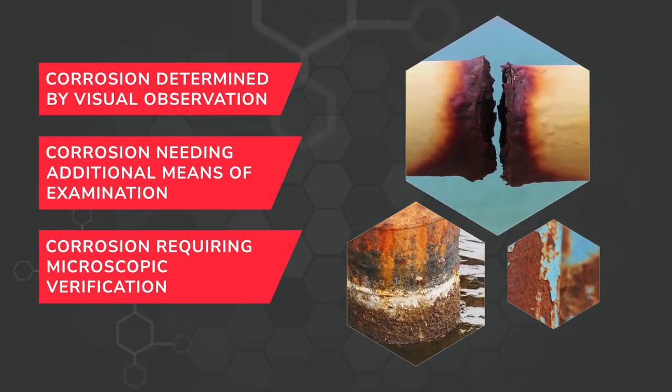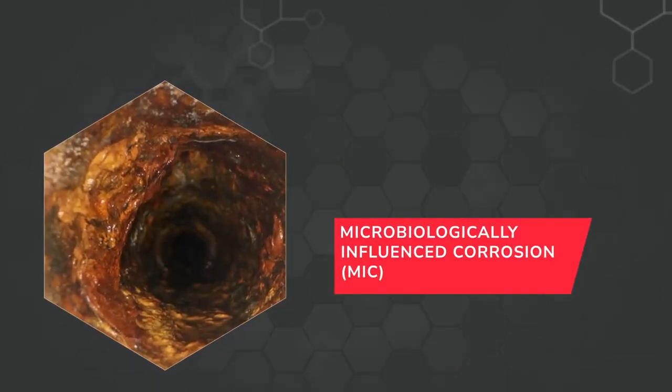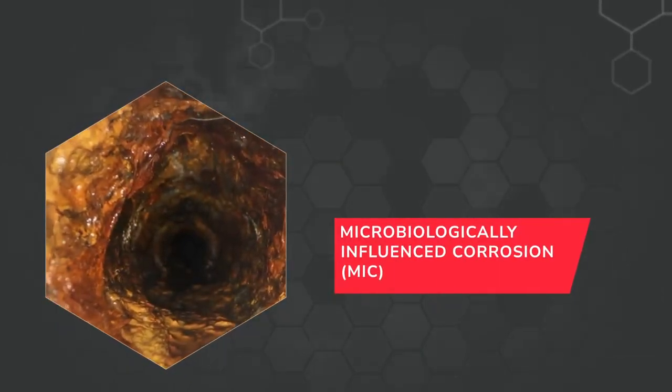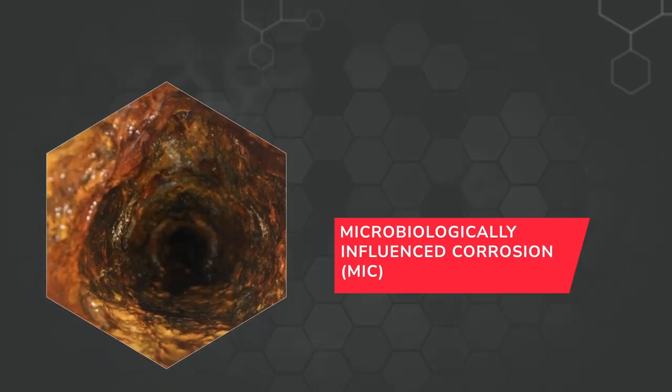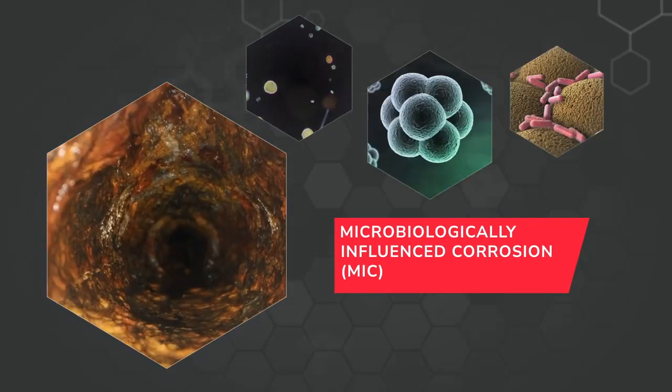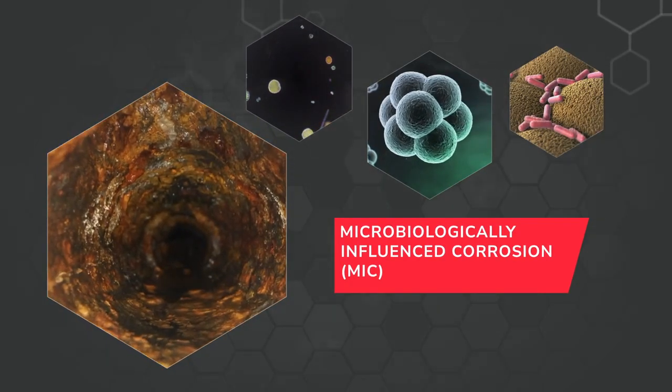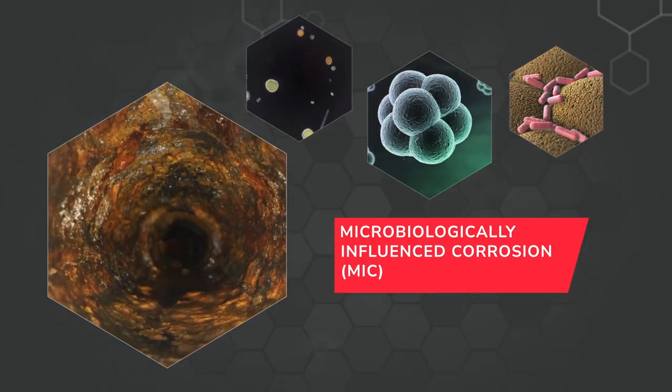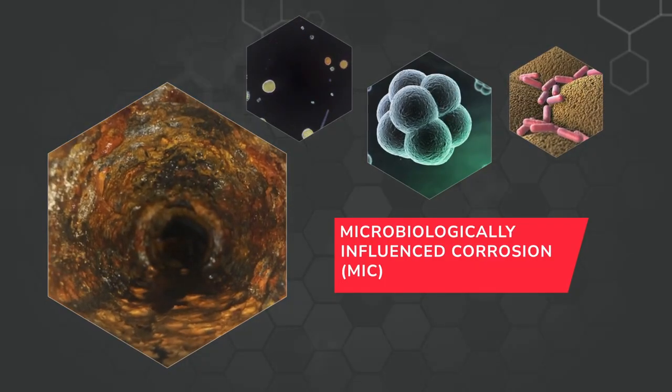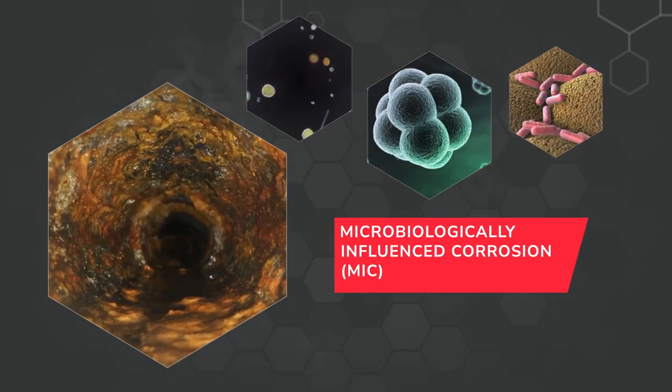corrosion requiring microscopic verification. You may have also heard of MIC, or microbiologically influenced corrosion. This is when microorganisms like bacteria, fungi, and microalgae speed up corrosion reactions and cause rapid corrosion of metals and alloys. MIC can speed up any form of corrosion.